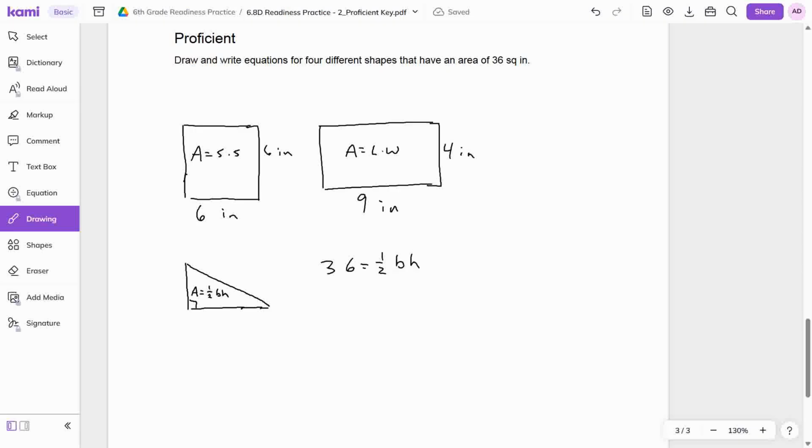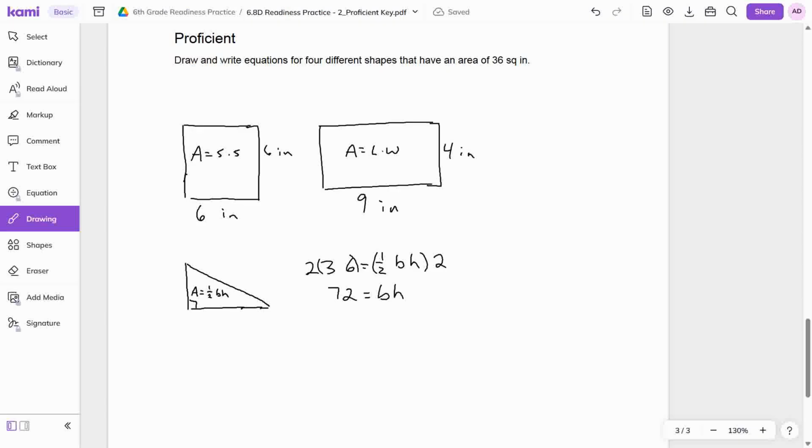base times height. So what I want to do is I want to use the multiplication property of equality. I want to get that 1/2 out of there. I want to double both sides. Let's double both sides. So 2 times 36 is 72. The reason I want to do that is because 2 times the 1/2 cancels each other out. 2 times 1/2 just makes 1. So now instead of 36, I'm looking for 2 numbers. I'm looking for a base and a height that make 72. So that's what I'm looking for.